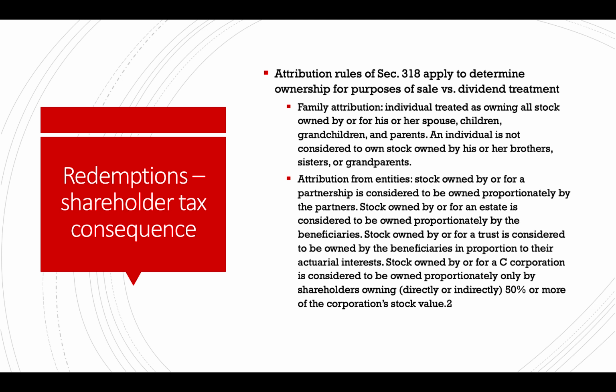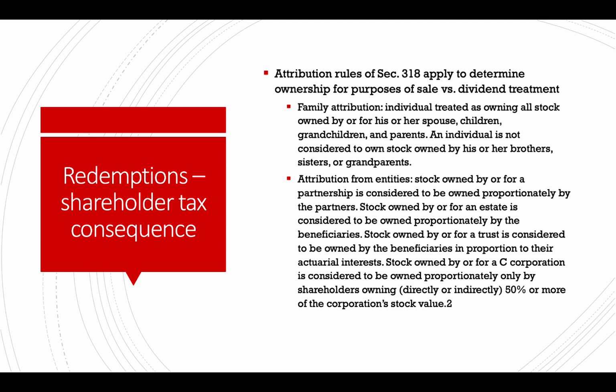We also have entity attribution. Stock owned by or for a partnership is considered to be owned proportionally by the partners. I own 20% of partnership AB. If partnership AB owns 100 shares in something, I'm treated as owning 20. Stock owned by or for an estate is considered to be owned proportionally by the beneficiaries. Same deal as the partnership. Stock owned by or for a trust is considered to be owned by the beneficiaries in proportion to their interests.